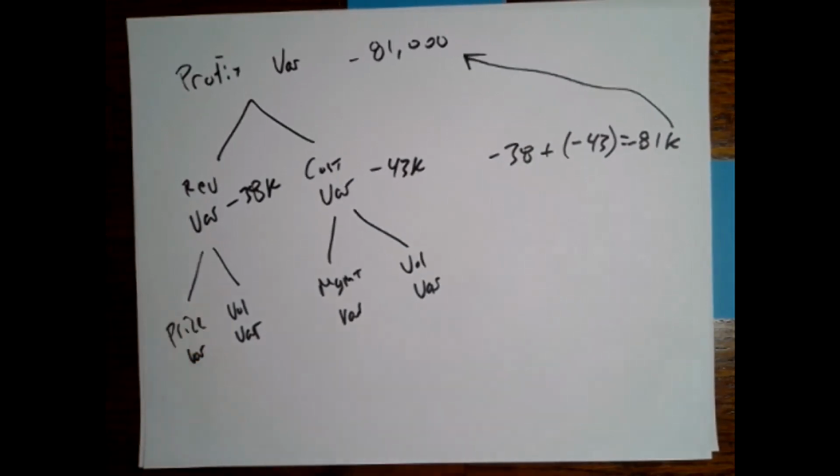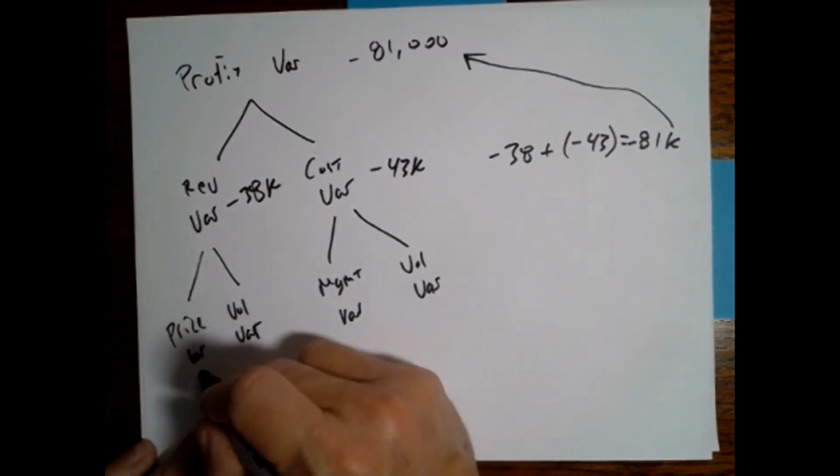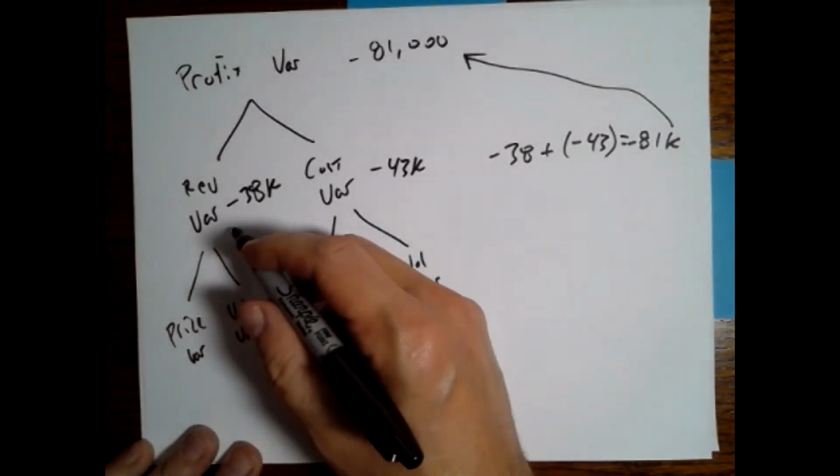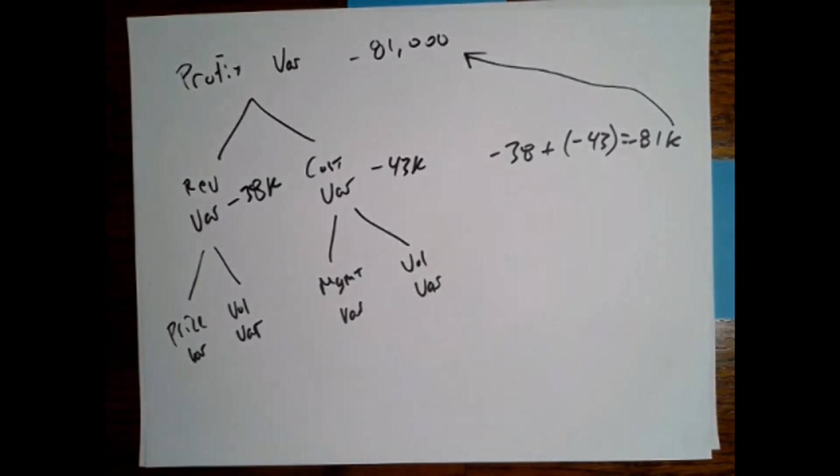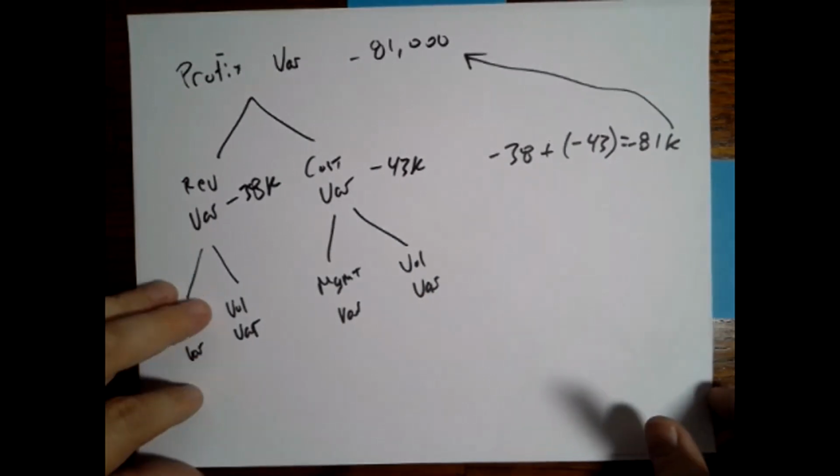Part C asks us to now calculate the price and volume variance, to decompose revenue variance into the price and volume variance. So let me get another piece of paper.